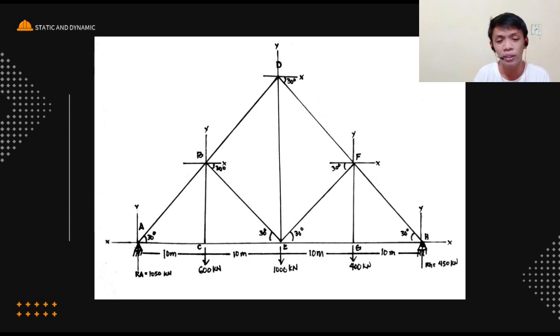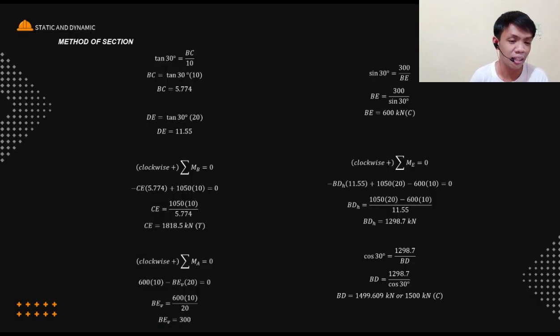But before that, kukunin muna natin yung moment arm ni line BC at saka ni line DE by using triangle method. So, i-isolate muna natin si triangle ABC na may 10 meter na base. Kailangan natin makuha yung length ng line BC. To get that, gagamitin natin yung tangent 30 degrees is equals to BC over 10, since meron tayong base na 10 meters. So, BC is equals to tangent 30 degrees multiplied by 10. Yung lalabas na length ng line BC natin is equals to 5.774 meters.